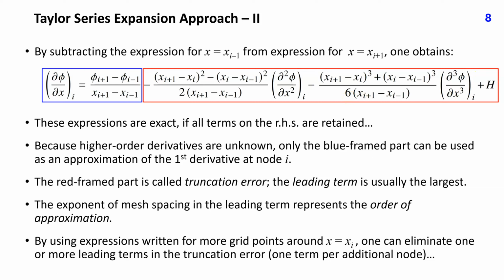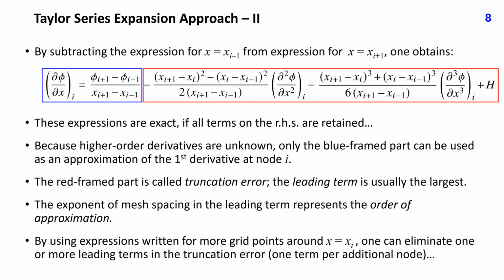All approximations become exact if all terms on the right-hand side are retained. However, because high-order derivatives are unknown, the series has to be truncated somewhere. The leading term in the truncation error is usually the largest, because the next term involves grid spacing to a higher power, and for small spacings, the higher the power, the smaller the value. An exception is the unusual situation when the next higher derivative is much larger, which is unlikely.